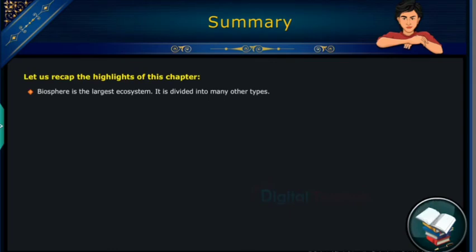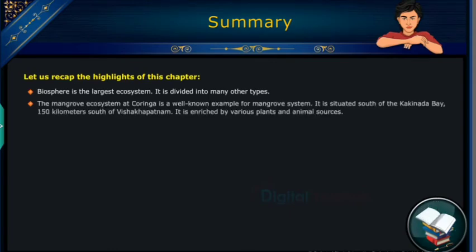Biosphere is the largest ecosystem. It is divided into many other types. The mangrove ecosystem at Coringa is a well-known example of a mangrove system. It is situated south of the Kakinada Bay, 150 kilometers south of Visakhapatnam. It is enriched by various plant and animal sources.